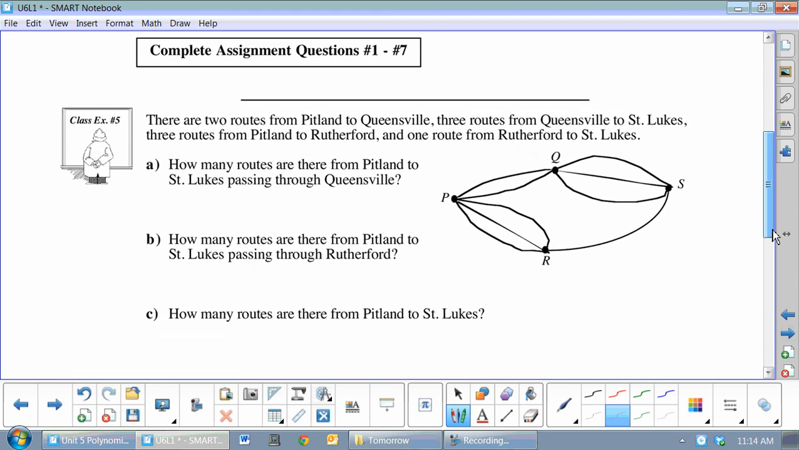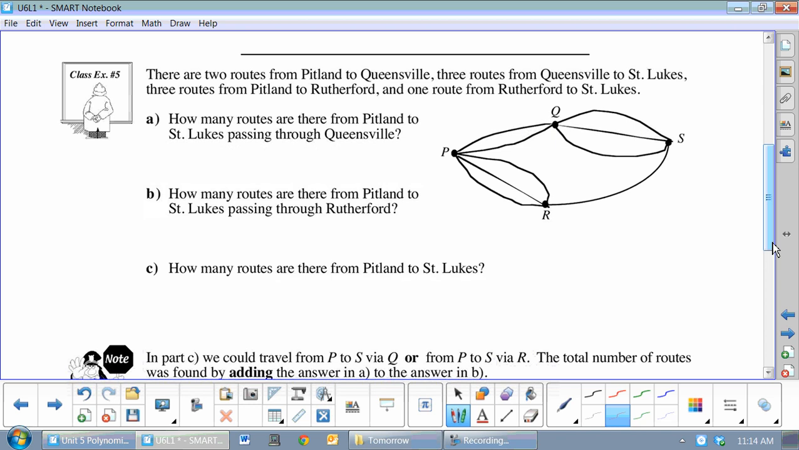Okay. Now, let's do some traveling. P, Q, and S stand for Pitland, Queensville, and St. Luke's. Now, question A asks, how many routes are there to go from P to Q? Or, sorry, P to S. So we're going from P to S. How many different ways could I go? Where we got 4. P to S, and you've got to go through Queensville.